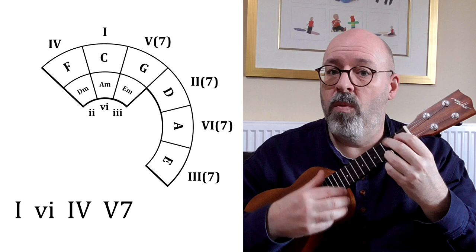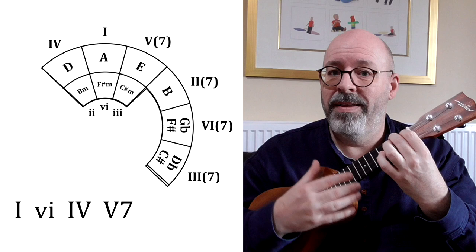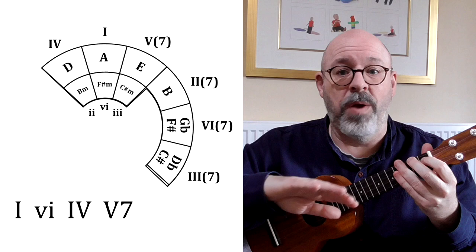1, 6, 4, 5. Let's try it in another key. Spin the wheel around to A. 1, F sharp minor. And if you're not sure about any of these chords, there's another link down below that will show you how to play every chord in every key. You can download a little chart for those.